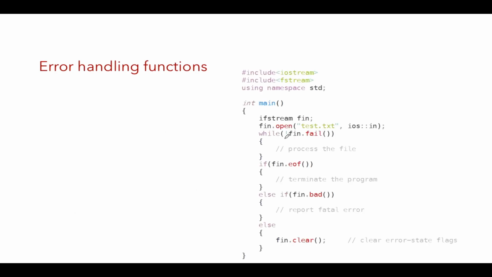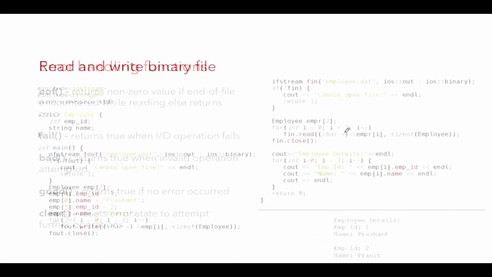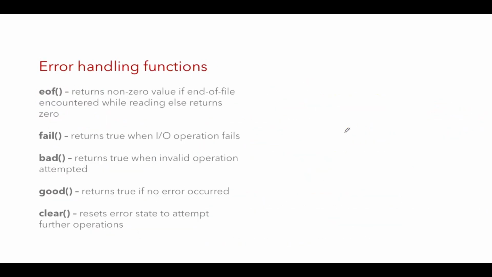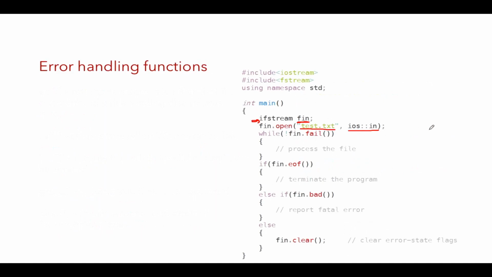So here is one example of how you can use error handling functions. I have written one very simple function. I'm using ifstream. I've created an object fin of class ifstream, and then I'm using fin.open, specifying the file name test.txt, and my mode is ios::in, which, if you see here, is read-only mode. Okay, so if this is read-only mode and we try to perform a write operation over it, it should fail.